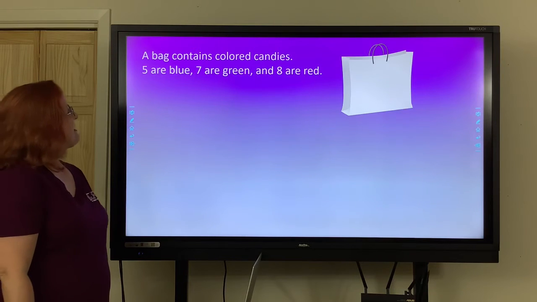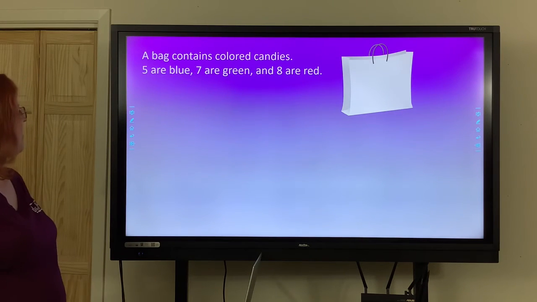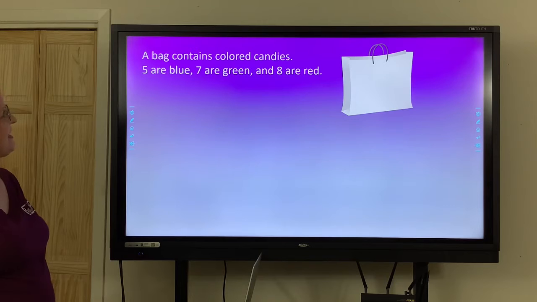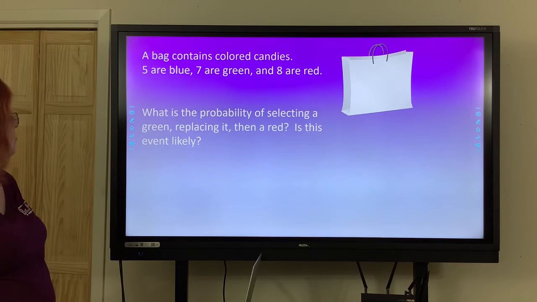All right, a bag contains colored candies. 5 are blue, 7 are green, and 8 are red. What is the probability of selecting a green, replacing it, then a red? And is this event likely?